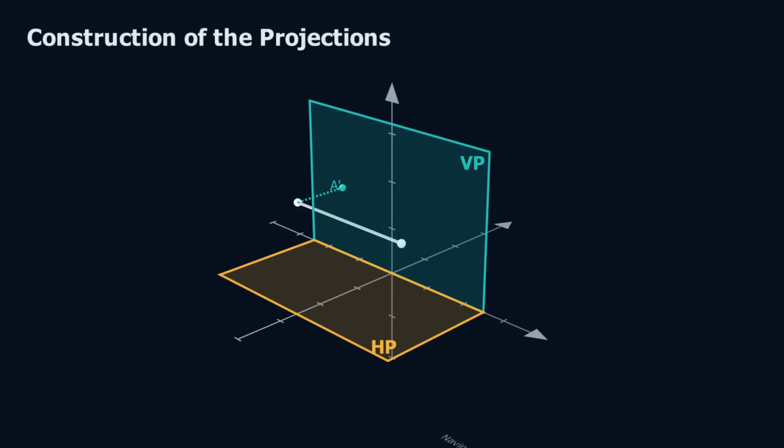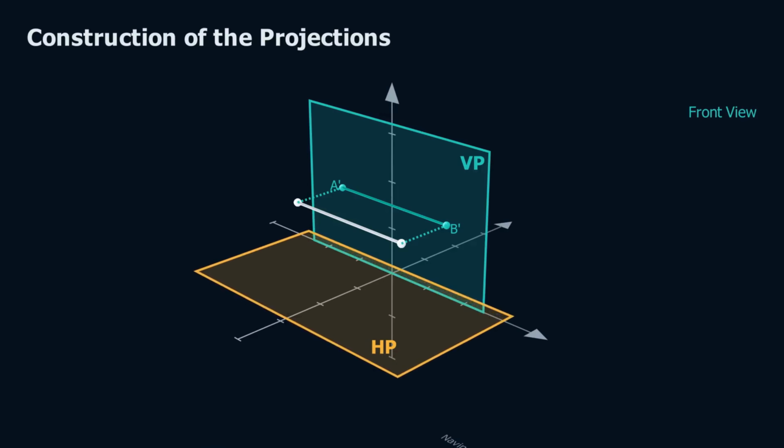Similarly, draw a projector from point B to the vertical plane. The point where the projector meets the vertical plane gives the front projection B prime. Join the front projections A prime and B prime. The resulting line represents the front view of the straight line.